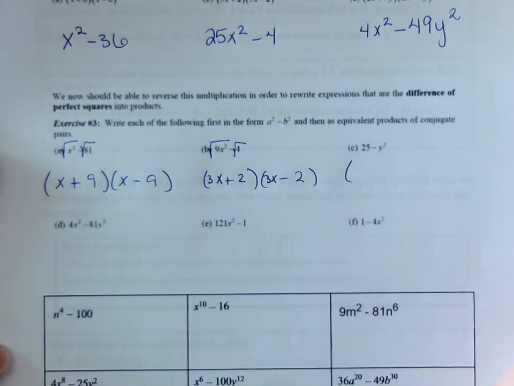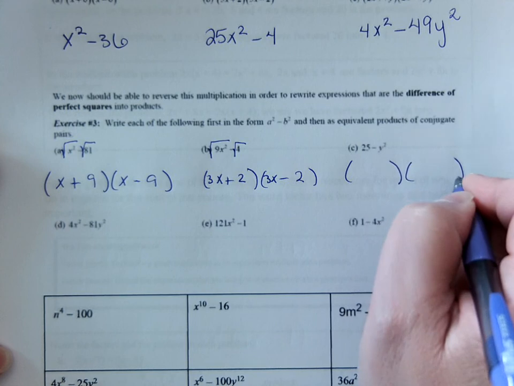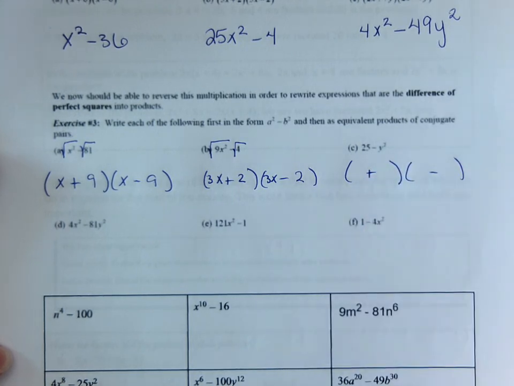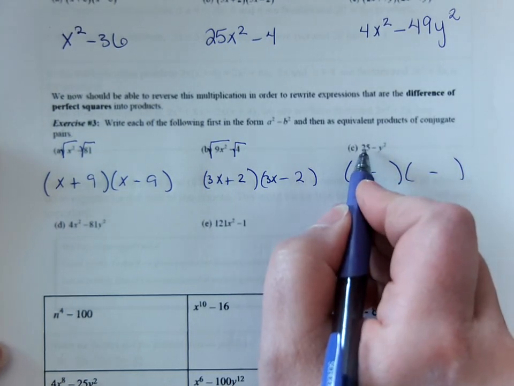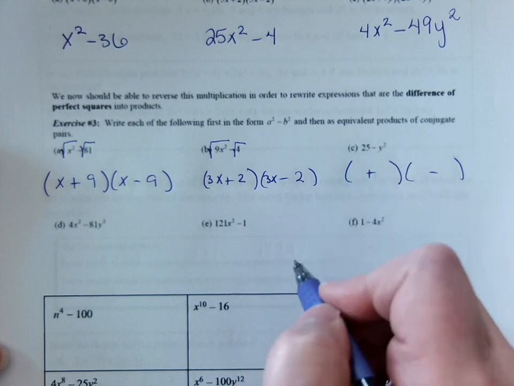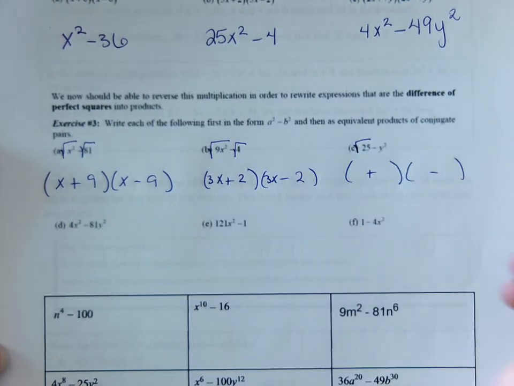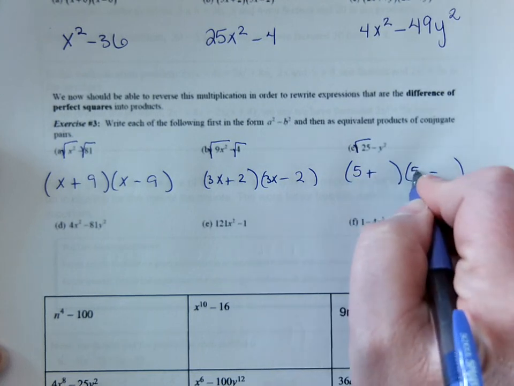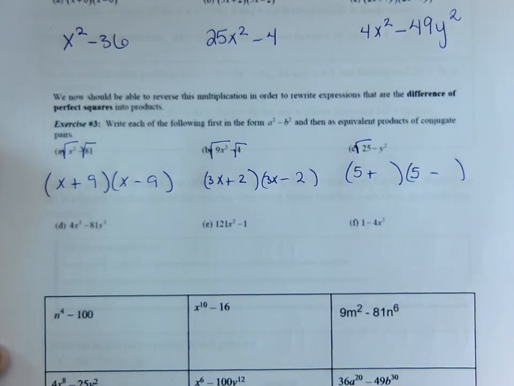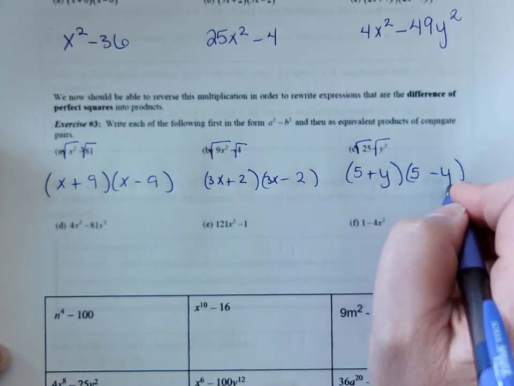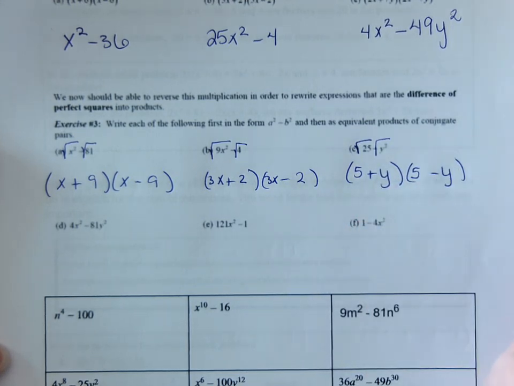Then we have 25 minus y squared. Set up your parentheses, plus minus. The order that they're in originally is the order they need to be in the parentheses. So the 25 comes first, and the square root of 25 is 5. So those 5s need to come first. The square root of y squared is just y, and that's last, so that's got to go last in the parentheses.